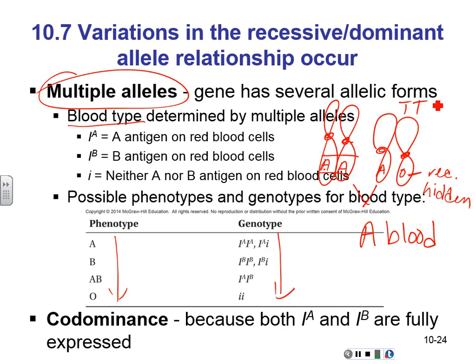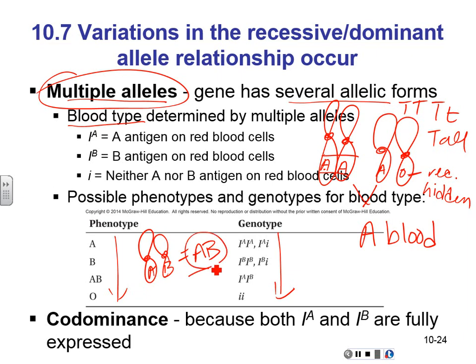Same thing as big T, big T, big T, little t. These were both tall, right? But what happens if you have one chromosome that has A and one chromosome that has B? You end up with a blood type called AB. It is a multiple allele. There are several forms, and depending on which forms of the allele or which part of the gene you have, you'll end up with a different blood type.